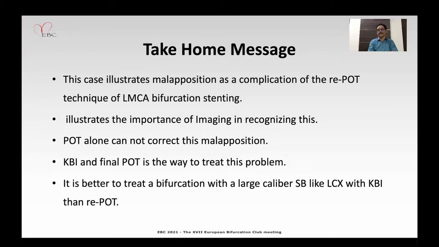The popularity of the reverse POT technique is because of the ease of doing. You need not put two balloons like in kissing balloon, which is a little more cumbersome. Here we only need to put one balloon followed by POT. The technique is very simple to do, but the downside is the malposition that can occur, which can be corrected only by kissing balloon and the final POT.